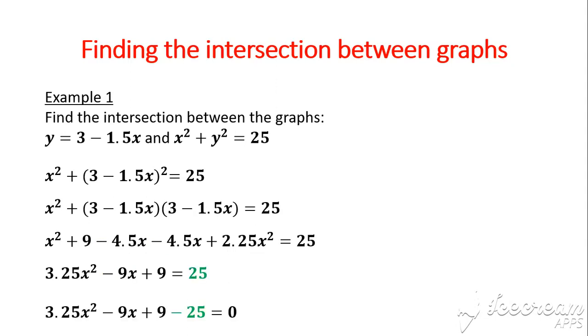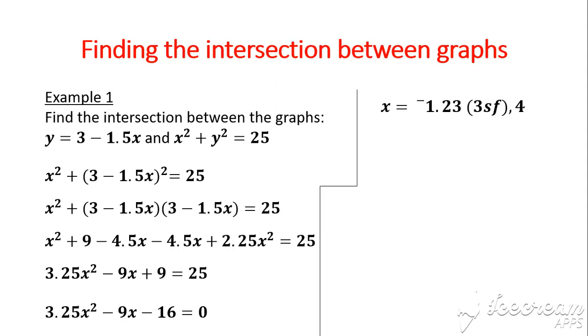Now, the last thing to do is to take this 25 and put it onto the left-hand side. It will become a negative 25. We've already got a 9 here by itself, so 9 minus 25 gives us negative 16. So we've got our quadratic equation 3.25x squared minus 9x minus 16 is equal to 0. Now that's what we need. We need a quadratic equation equal to 0 because we're going to solve it and get our two solutions.